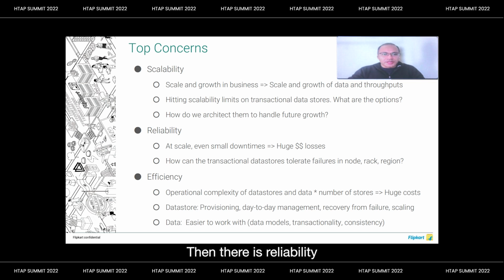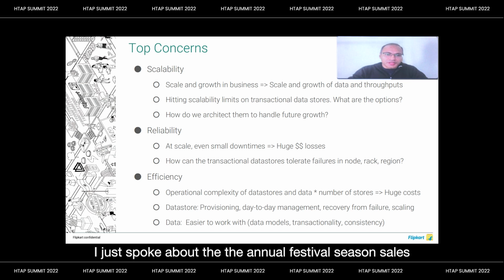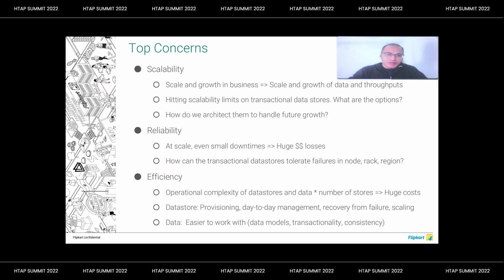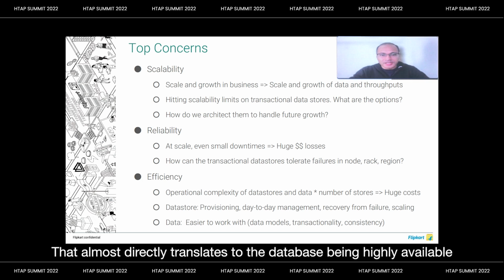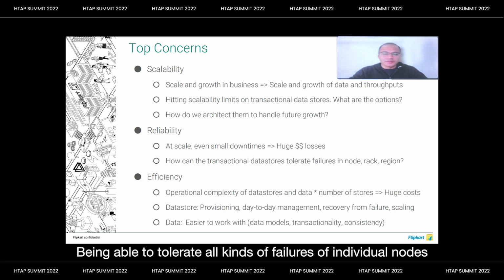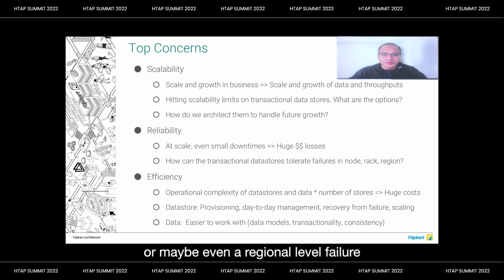Then there is reliability. I just spoke about the annual festive season sales, few days of sale, doing multiple billions of dollars in GMV. Now you can imagine if a critical service goes down, stays down for several minutes, that amounts to huge losses. So we need our applications to be highly available, but for a stateful application to be highly available, that almost directly translates to the database being highly available, being able to tolerate all kinds of failures of individual nodes, rack, or maybe even a regional level failure.